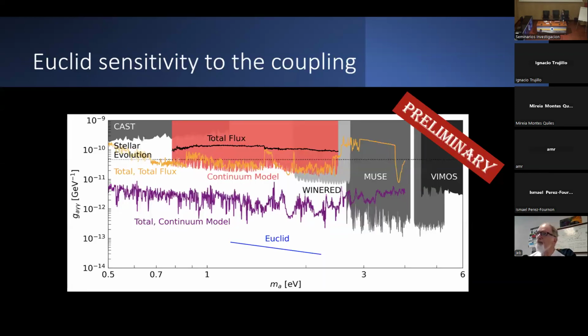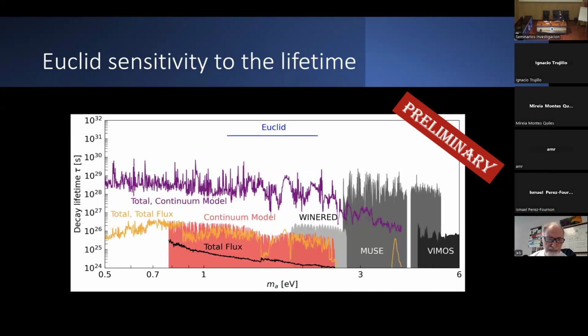So this is again a preliminary result of what I would expect given the sensitivity of Euclid. And you see that we can go an order of magnitude lower. So we are like at minus 13, which in terms of decay lifetime means 10 to the 31 seconds, which would be pretty amazing. And notice we're not talking about a detector with great resolution or anything, but you can still do good science for dark matter.